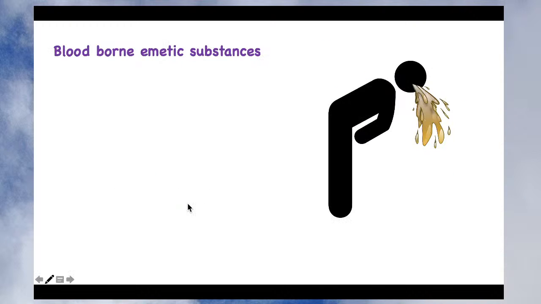So let's see what are the blood-borne emetic substances which can induce vomiting. It includes emetic drugs. We'll be studying today in detail the emetic drugs which are intentionally given to induce vomiting, and we'll see why they are given intentionally later in this session. In addition to this, radiation therapy. Radiation therapy is given to patients suffering from cancer. It produces disturbance, especially in your GIT, and this disturbance may lead to vomiting.